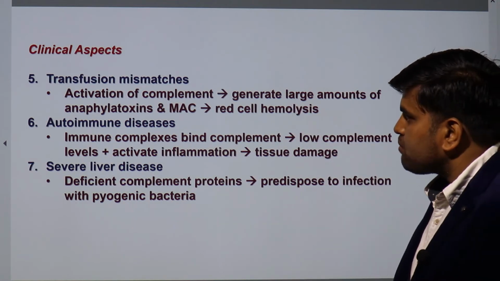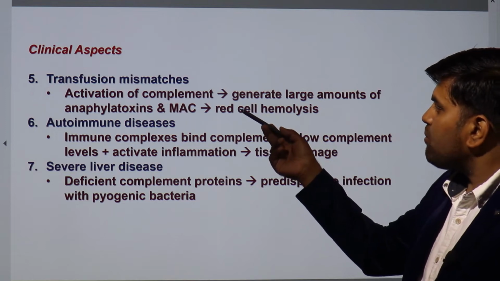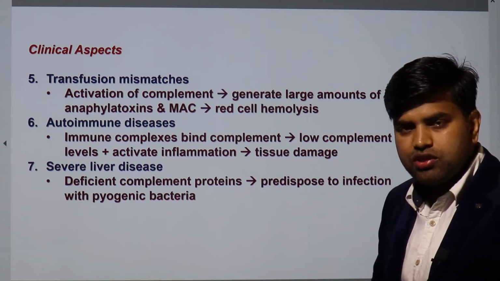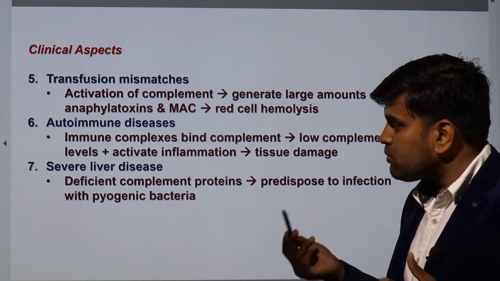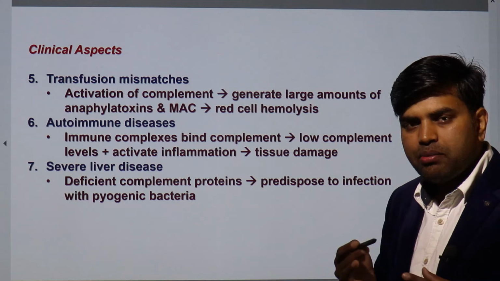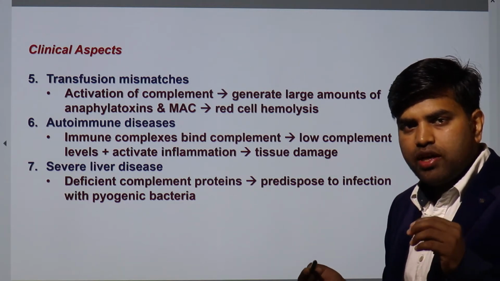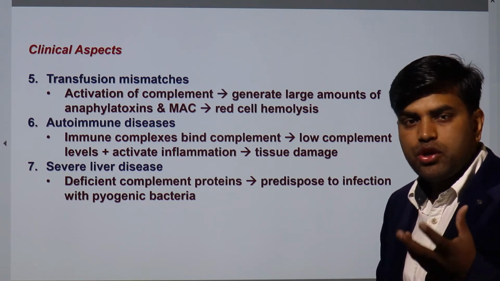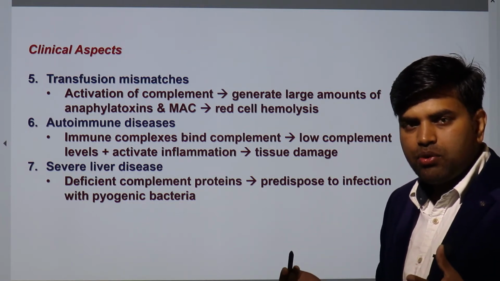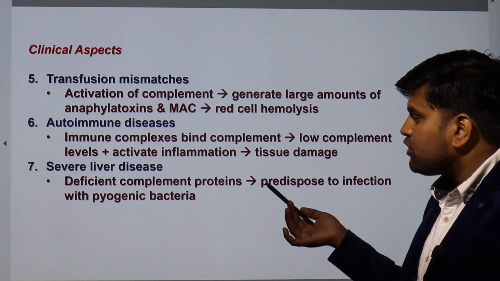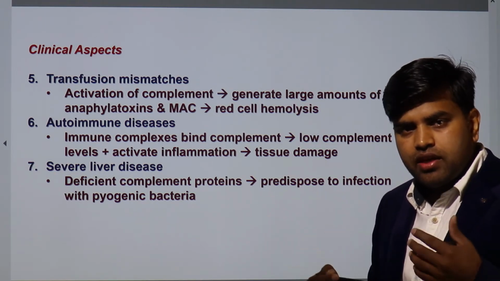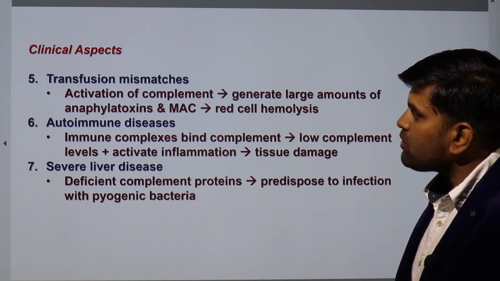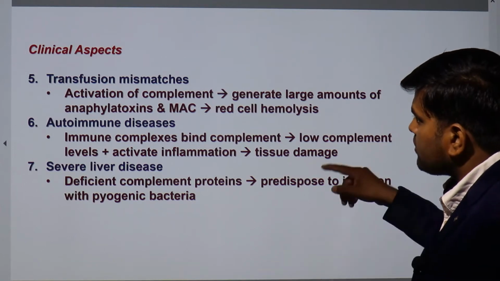There can be a transfusion mismatch, with activation of complement and generation of a large amount of anaphylatoxin and MAC, that is red cell hemolysis. There can be autoimmune diseases. If the complement pathway is not intact, then immune complexes will not be cleared and they will lodge in the small capillaries and develop autoimmune diseases. If there is severe liver disease, what will happen? Complement proteins will not form. So the inactive complement protein is also not there in the blood, and despite the stimulus, if there is no protein, it will not be activated and we will have recurrent pyogenic infection. I'll discuss this transfusion mismatch in detail in a few minutes.